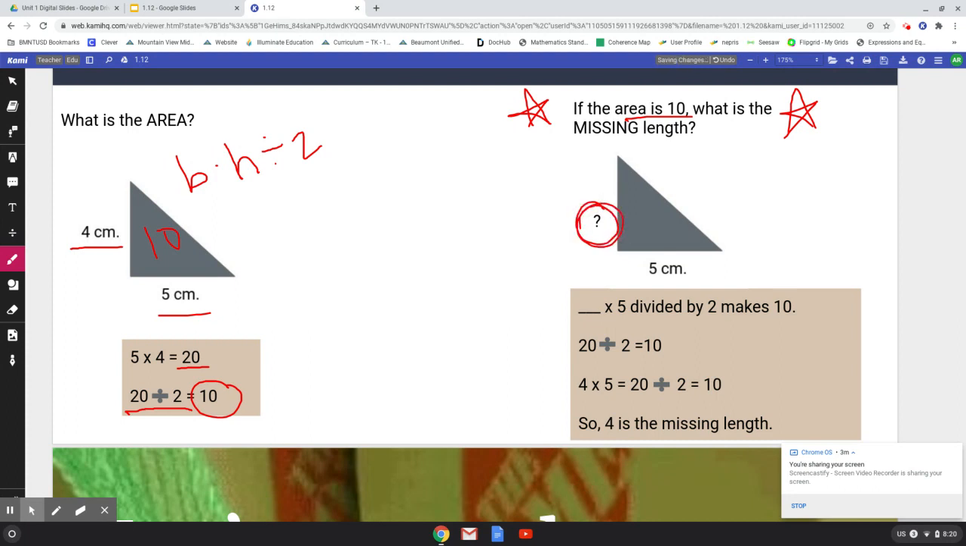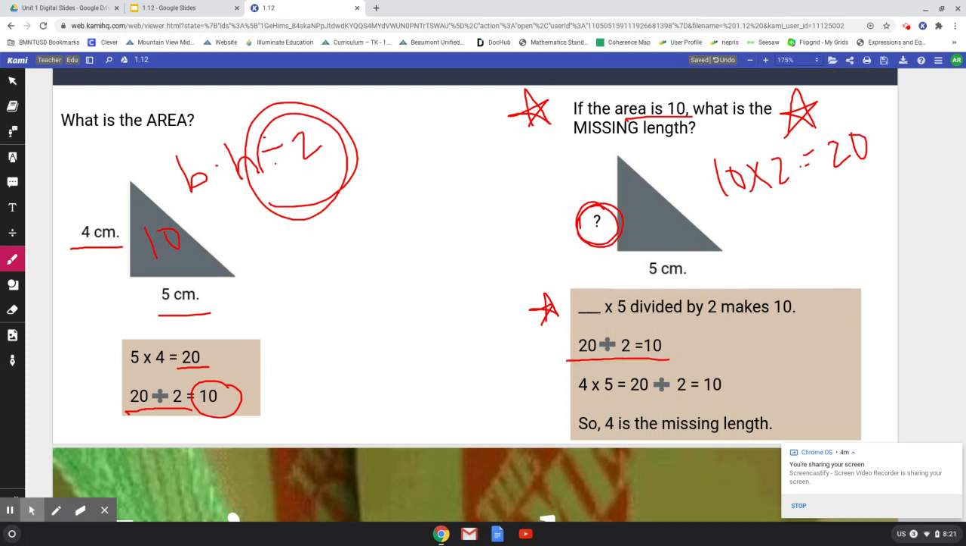Well, remember on the left, I know that at the end, we would divide by 2. So in my brain, I automatically think, well, 10 needs to multiply by 2. We need to blow this up, right? Because what happens is at the end, we divide by 2, right? So I'm going to make it bigger first. Okay, so pretty much where I'm at is right here. It says something times 5 divided by 2 makes 10. Okay, well, I know that 20 divided by 2 makes 10.